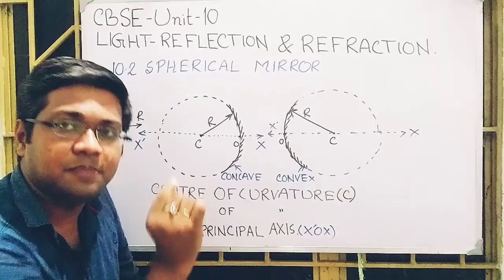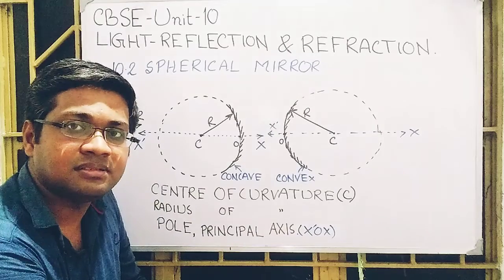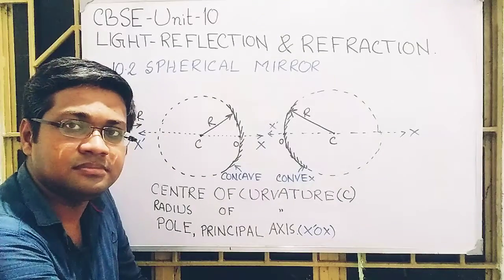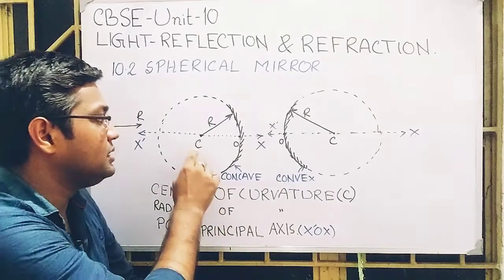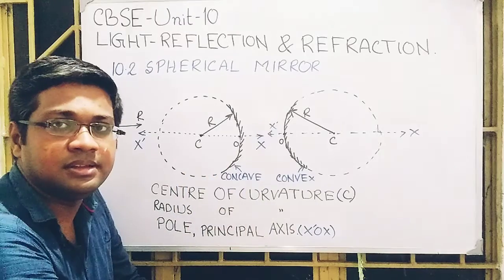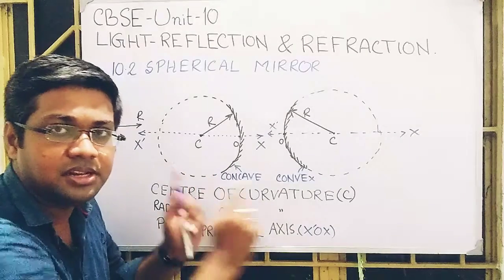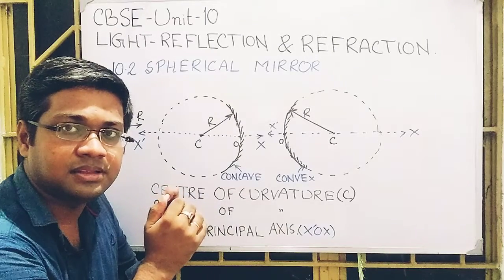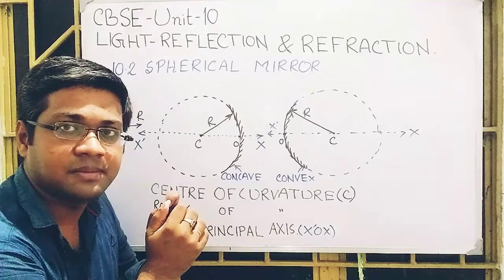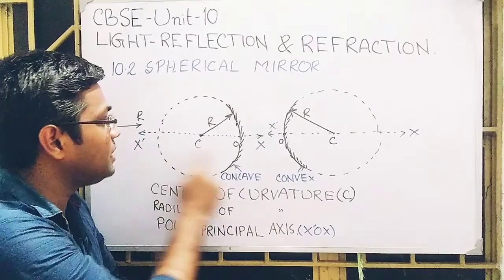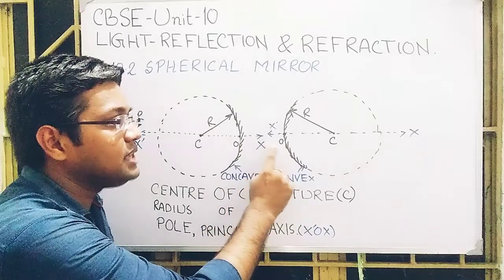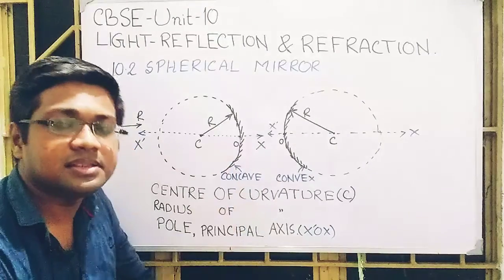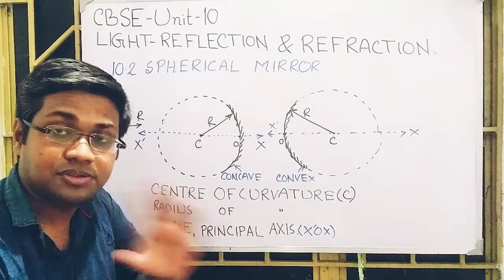Both have a middle point of the reflecting surface, and that is referred to as the pole. Here it is the pole, and here it is the pole. If we connect the center of curvature and the pole, we get a straight line if we extend it in both ways, and that thing is called the principal axis. Here is the principal axis x prime O x, and here is the principal axis x prime O x. So in both cases there is a principal axis. There is a lot of similarity.